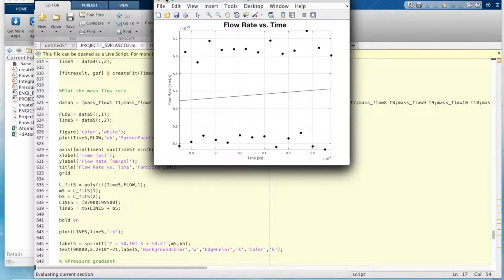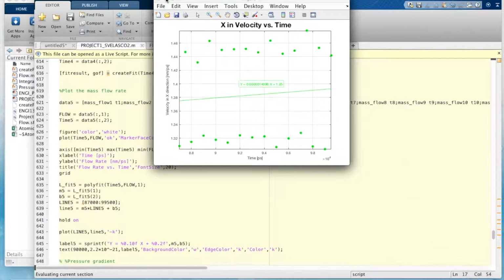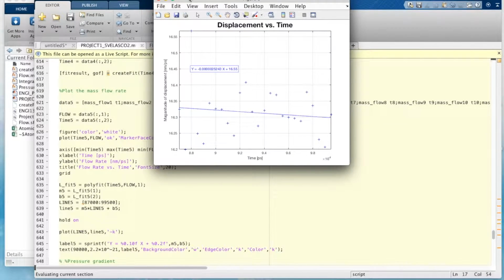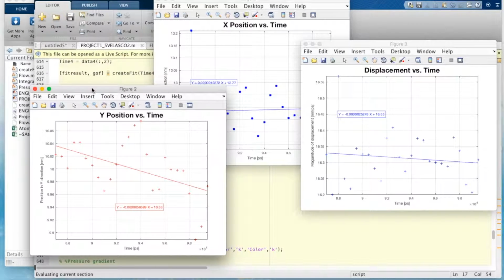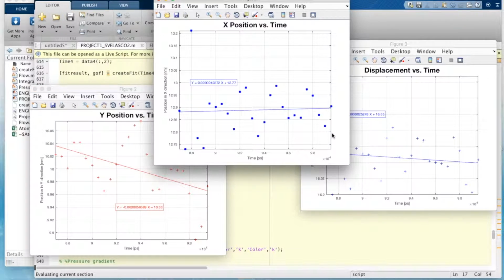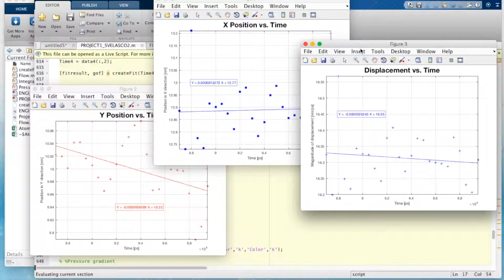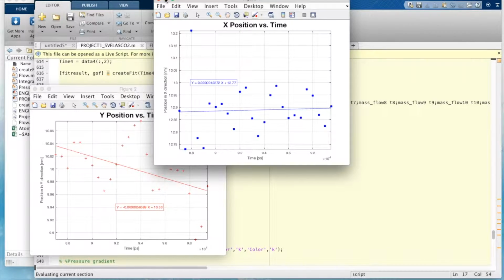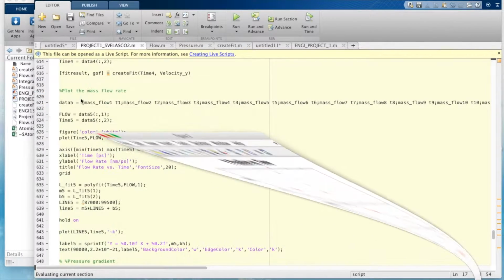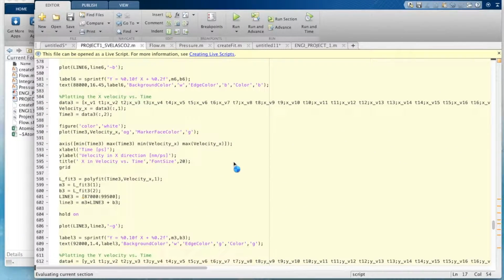And as you can see here, we have the x and the y position over time. And we did this to get an idea of how the water molecules, the average water molecules, are going through the water filter. And we also did the displacement versus time to get a general idea of how the water molecules are moving throughout the water filter. And we also did the y and the x velocities to get a general idea again of how the water molecule is moving throughout the filter.